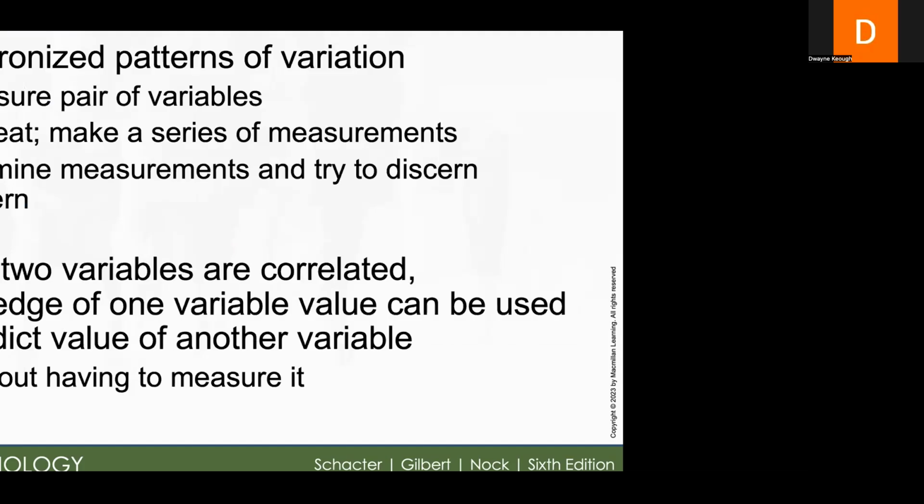In terms of continuing with correlation, we can look for synchronized patterns of variation. We can measure how these pairs of variables are related or not to each other. We can repeat this over and over, make a series of measurements, and try to figure out really what's going on. When two variables are correlated, we can gain knowledge of how one can be used to predict the value of another.